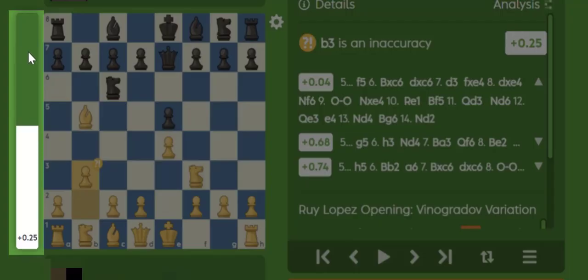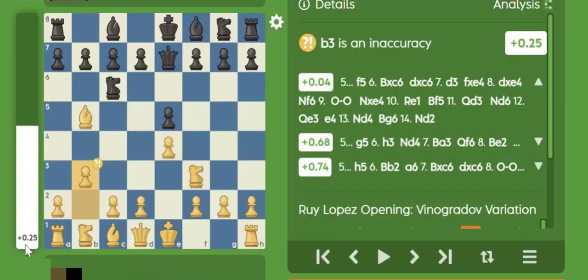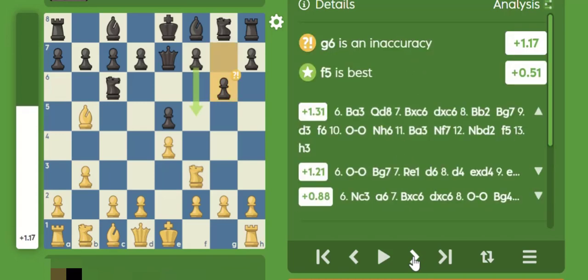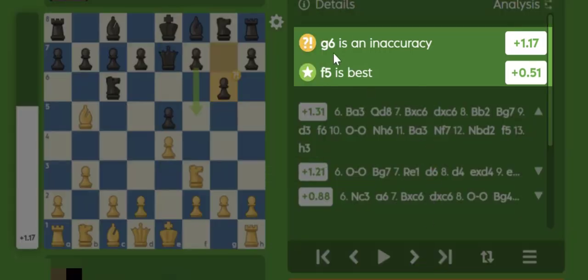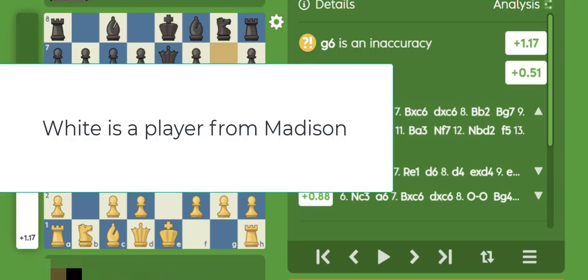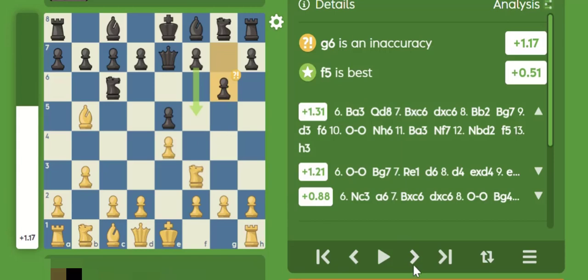If you look here on the left side, you can see black up at the top, white at the bottom. The advantage is to white. As you analyze these games, you can see the balance shifting between black and white. So we'll move on. Black moves, and you can see that black also made a mistake. On this move, it shows the inaccuracy, but it also shows what the best move would have been for black. But we don't really care a whole lot about black because we're interested in Madison and Washington and how they played. So we'll continue to move.